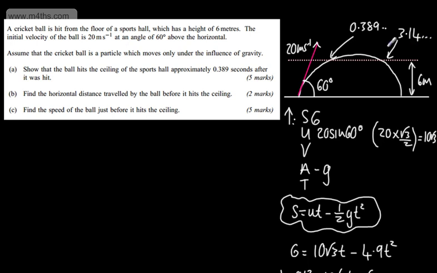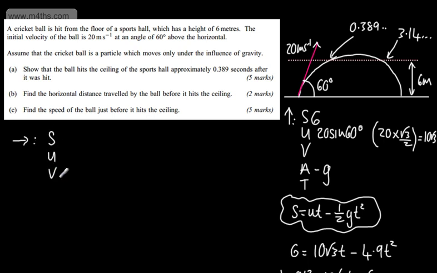So what we would have had is these 2 points, but quite clearly, if it hits the roof, it's going to disturb this path or trajectory, and we're going to have this value. Okay, in part B for 2 marks, we're asked to find the horizontal distance travelled by the ball before it hits the ceiling. So we're now considering motion in the horizontal plane.